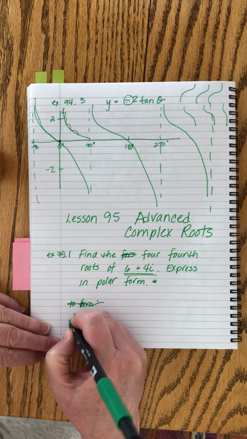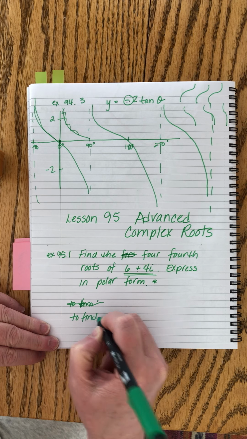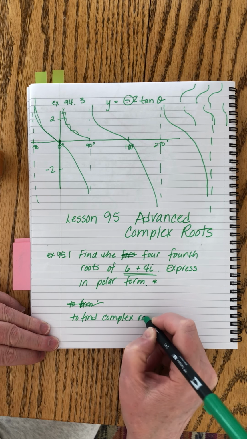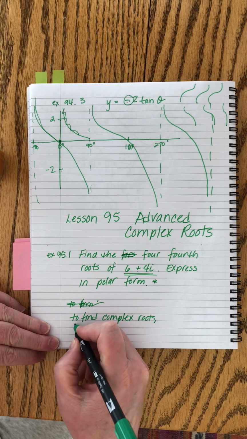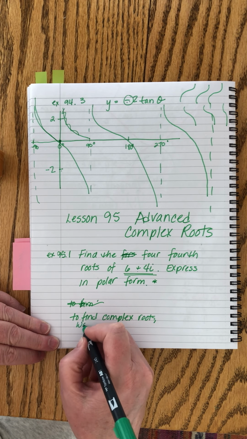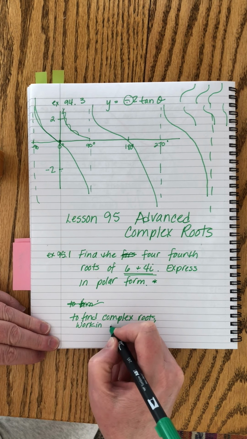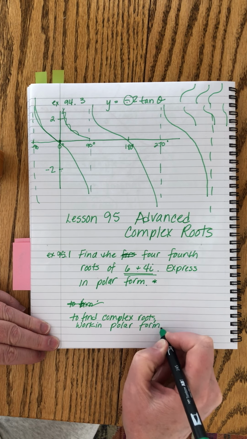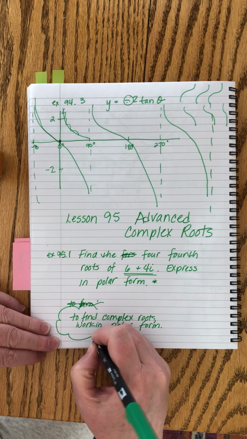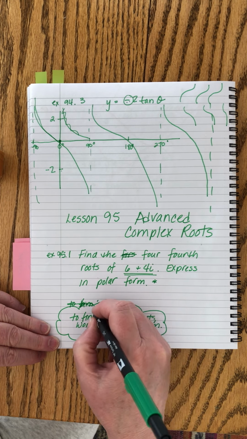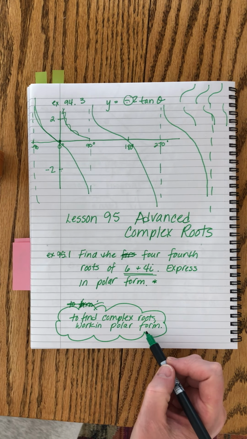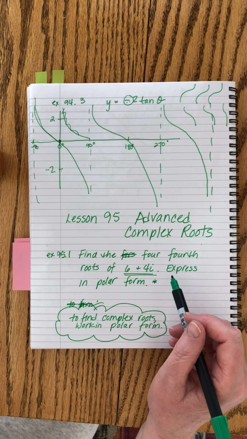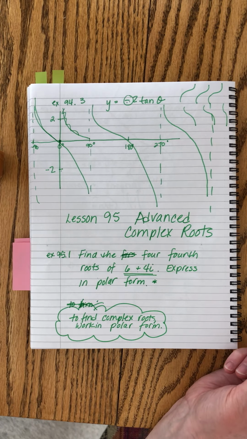Oh my gosh, I cannot write today. To find complex roots, we need to work in the polar form, okay? That is a general rule of thumb. To find complex roots, we need to work in the polar form. This is not the polar form. Now, what is polar form? How do we know polar form when it hits us?